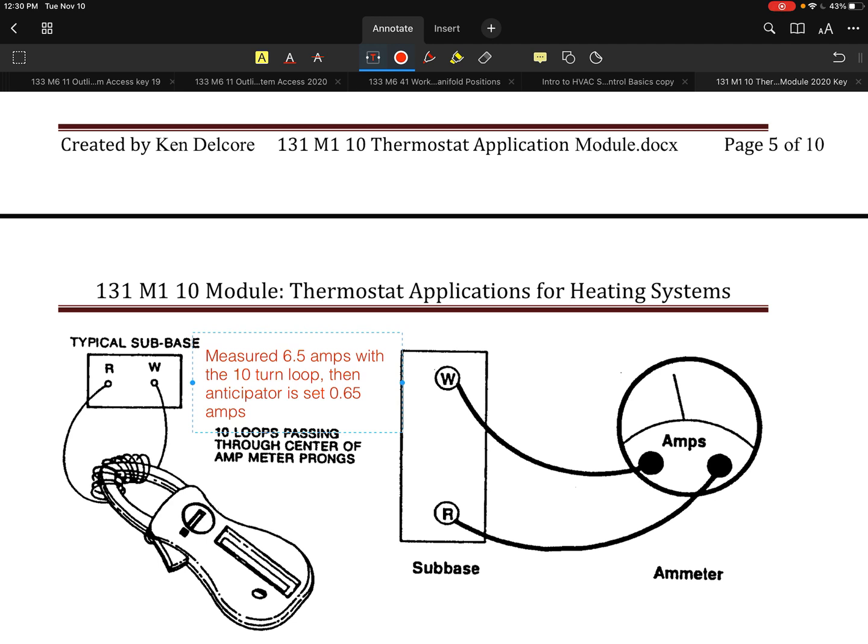If I measure 6.5 amps with that 10-turn loop, I divide that 6.5 amps by the 10 loops, and it gives me 0.65 amps. The 10-turn loop is nothing more than a multiplier. You just count how many are in there. There have been times where I can only get 6 loops, or I might have a wire that I'm using and I'll just make it 6 loops. Whatever the number of turns is, you just divide that into your reading and that's going to give you the answer.